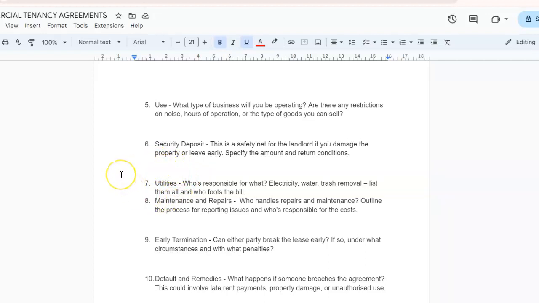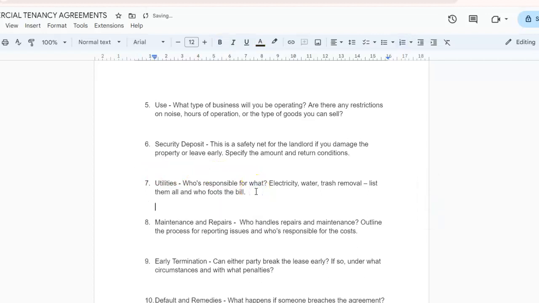Number seven, you need to include a segment for utilities. Here you need to state who's responsible for paying the electricity, the water, who's responsible for trash removal, internet. So you basically list all utilities and assign responsibility for each. And in terms of sub-metering, if the individual units are sub-metered, you need to outline how cost will be calculated and billed to the tenants.